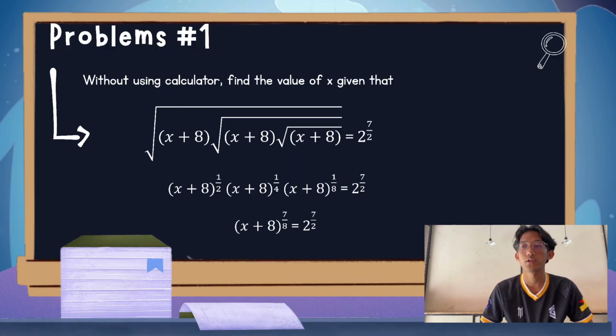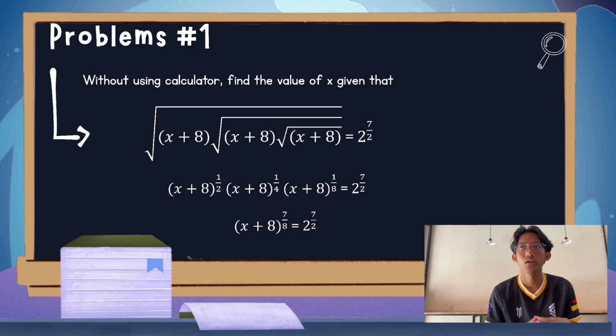For question number 1, without using a calculator, find the value of x given that the square root of x plus 8, the square root of x plus 8, the square root of x plus 8 equals 2 to the power of 7/2. Firstly, we need to separate the equations on the left side. So it will be (x plus 8) to the power of 1/2 times (x plus 8) to the power of 1/4 times (x plus 8) to the power of 1/8 equals 2 to the power of 7/2.